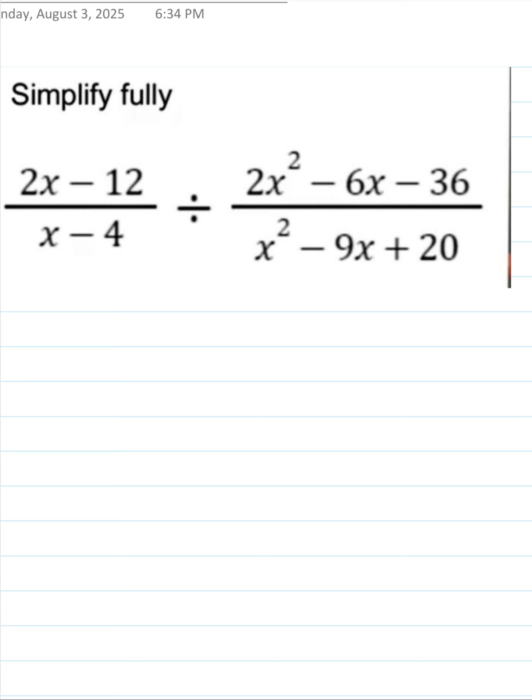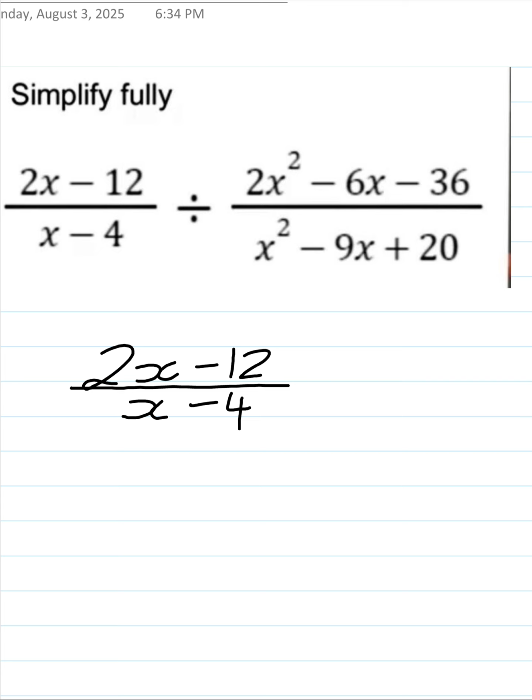First up, let's look at the first fraction: 2x minus 12 divided by x minus 4. We need to ask ourselves, can we factorise the numerator? Can we factorise the denominator, which are the top and the bottom of the fraction? To start off with, can we factorise the numerator?